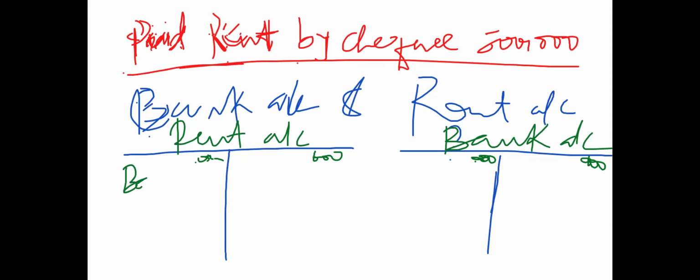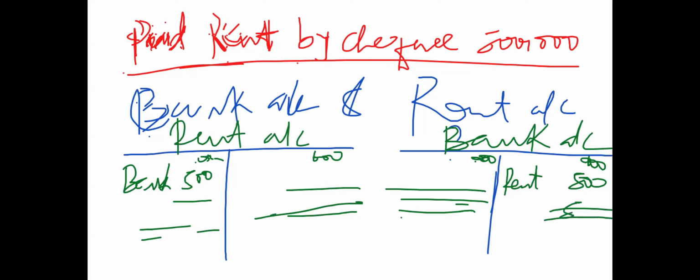So this is bank 500,000. Once you have identified one entry, then the other one in the corresponding side is supposed to be on the opposite side. So we come here, we say rent, in the name of rent, 500,000. So that's it. Then we close off the accounts.